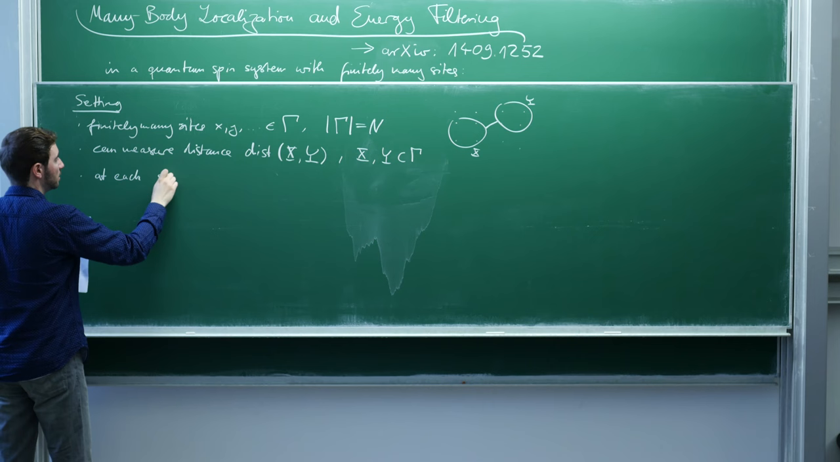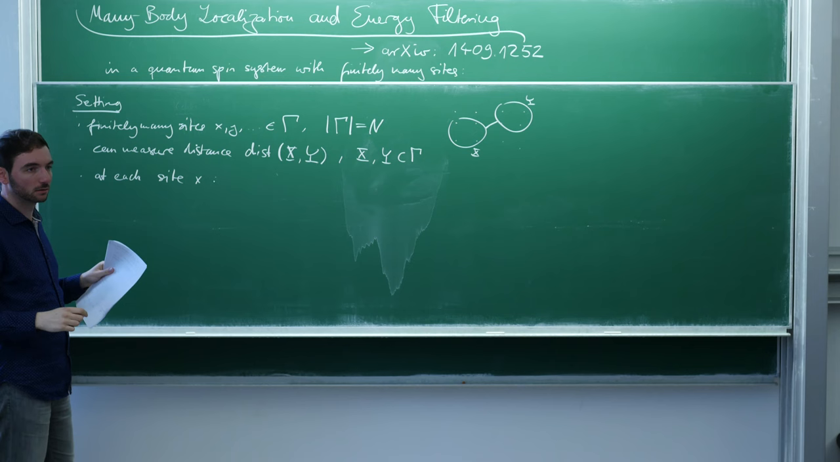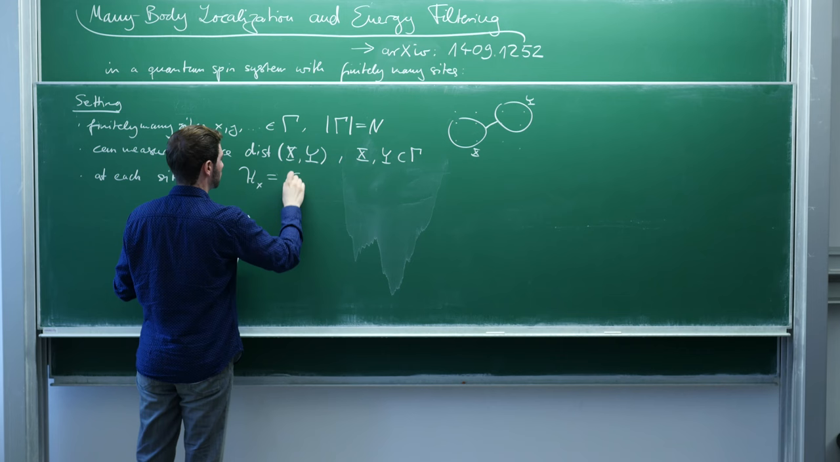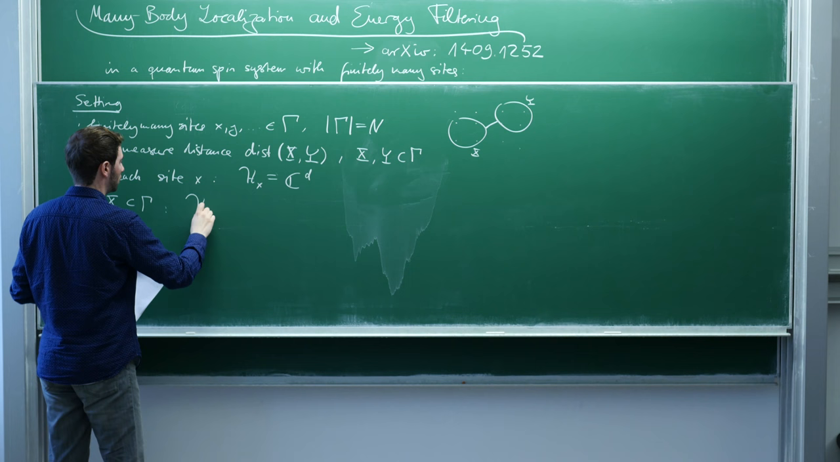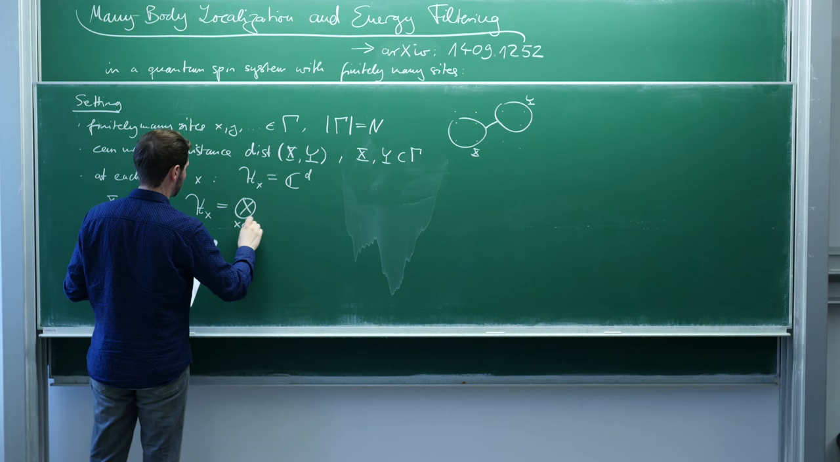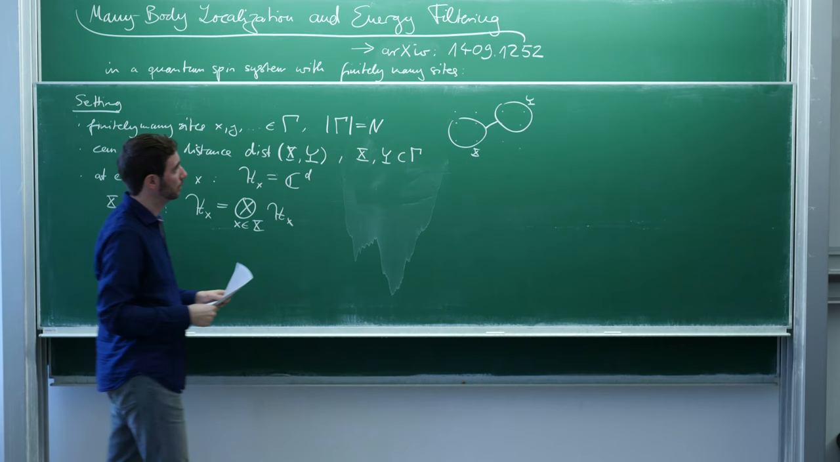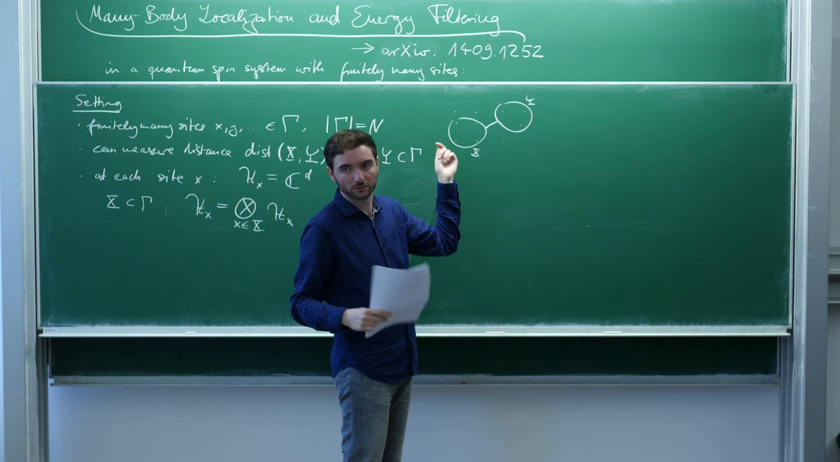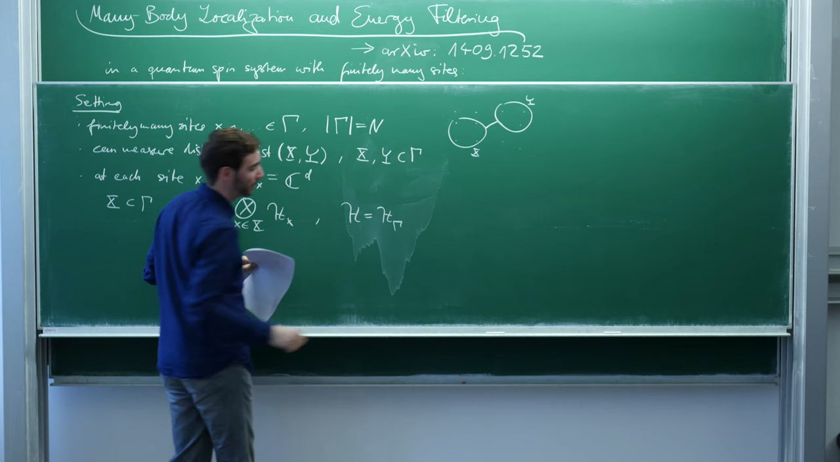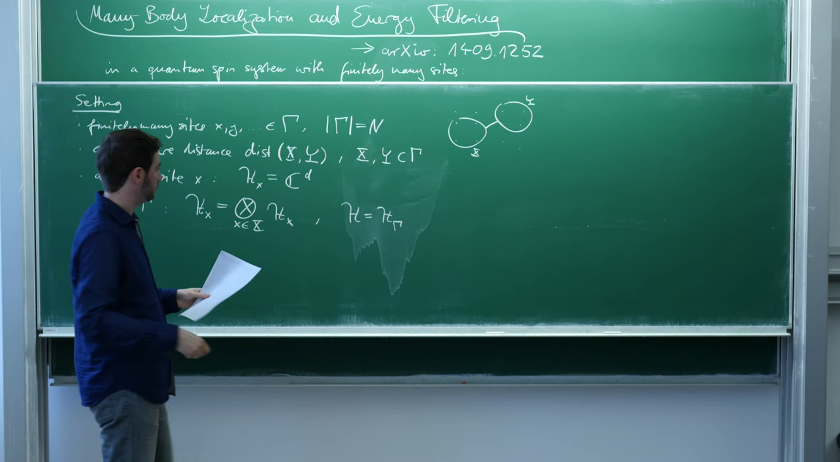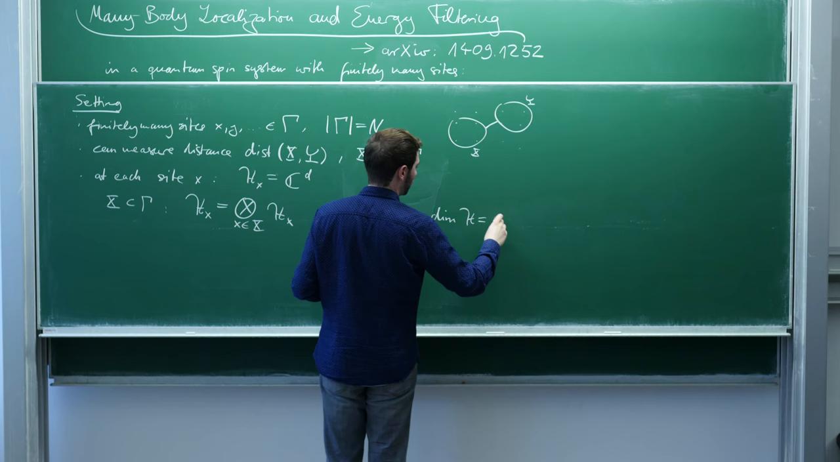At each site x, we place a d-level quantum system with Hilbert space C to the d. And for some subset of the lattice, we take the tensor product. So there are these spins all here, and the Hilbert space for the whole system is this Hilbert space tensor this, and so on. And the full Hilbert space is, in this notation, the space for all d-level systems. And of course, the dimension of this is d to the n.